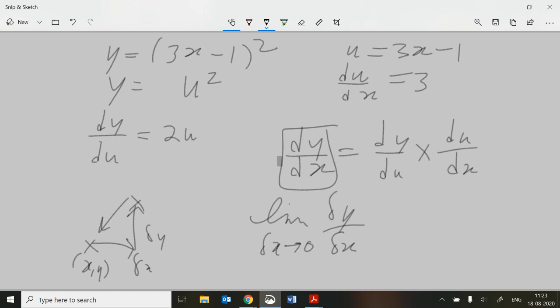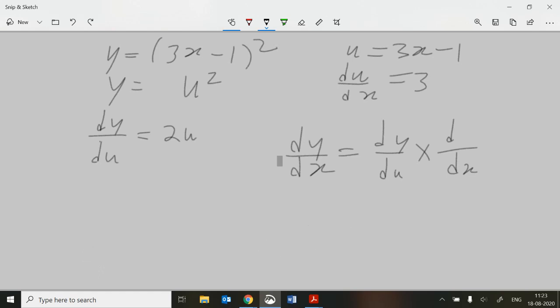But this is just a definition, so it's not a fraction. So we can't really cancel the du and the du, and this is the rule. Now, we're just going to use the rule at the moment, and then we'll prove it in a bit. Okay, so if we substitute in here, we're going to put the 3 in here. And then the dy du is equal to 2u there. We can see the u's essentially cancel, but they're not really cancelling, to leave us with dy dx.